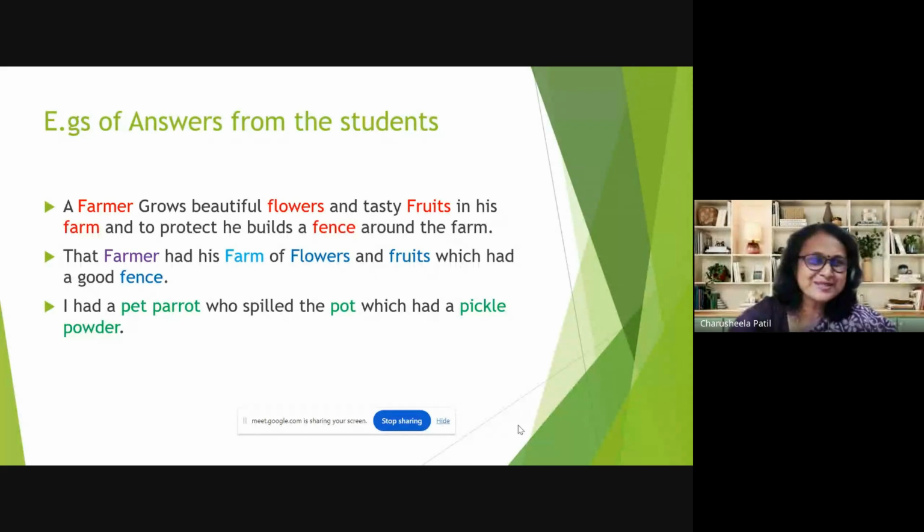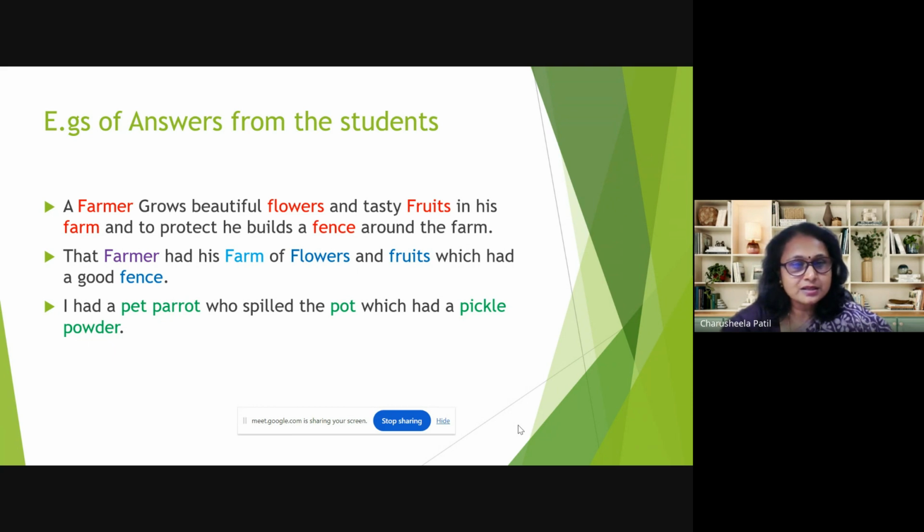Yes, please don't disclose the answer, sir. Actually, answer in the sense, these are the sentences that students made in one of my classes. So I thought I should share them with you. The first set was about farmer, flower, fruit, farm, fence, etc. A farmer grows beautiful flowers and tasty fruits on his farm, and to protect it, he builds a fence around the farm. I had not imagined that they could make such a meaningful sentence, but the students made this sentence.